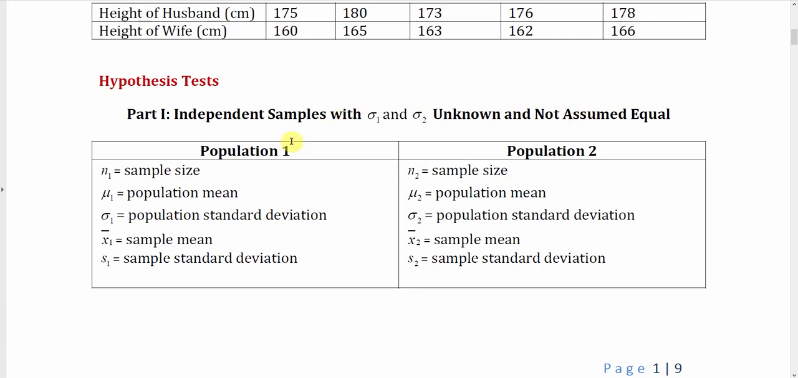Again, we have two populations, 1 and 2. n1 is the sample size of population 1, and the same for n2. Mu1 is the population mean. Sigma 1 is the population standard deviation. The x1 with the bar is the sample mean. The s1 is the sample standard deviation. The same applies to the second population.